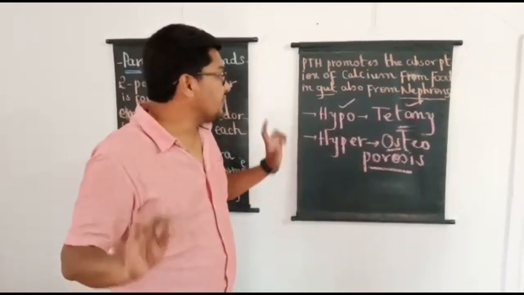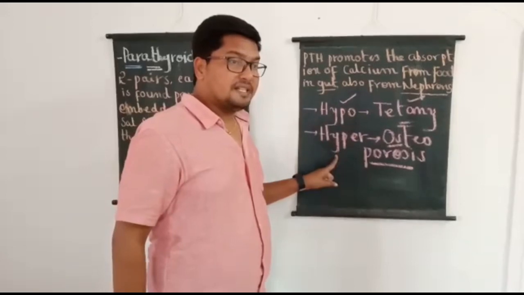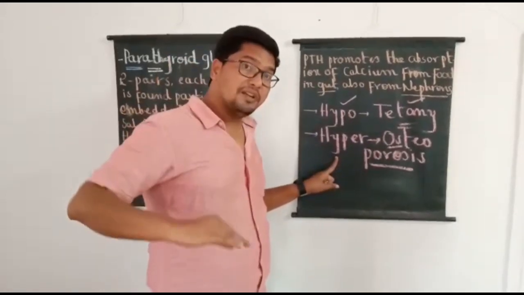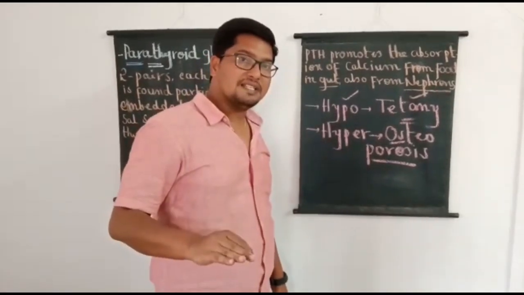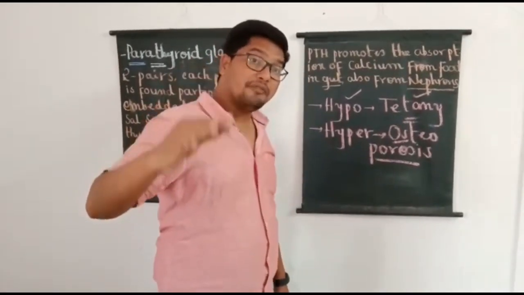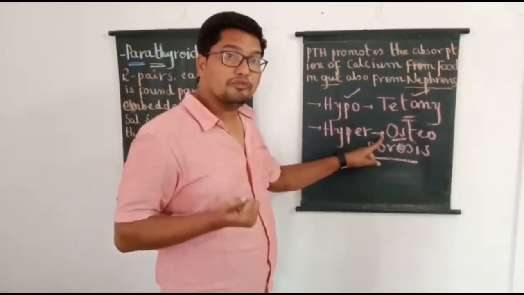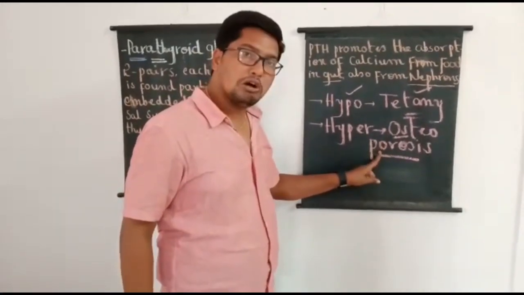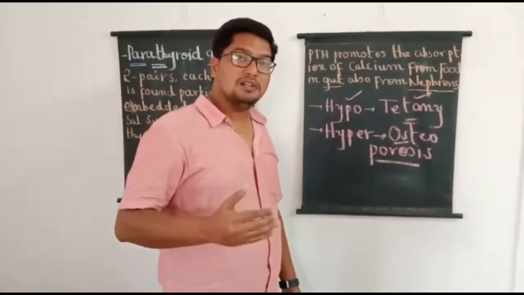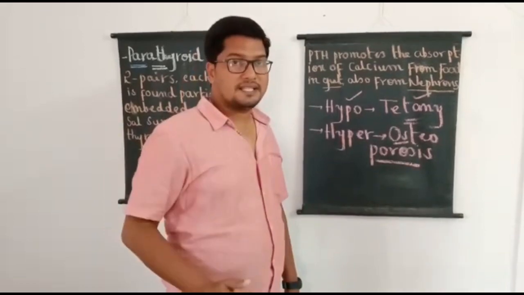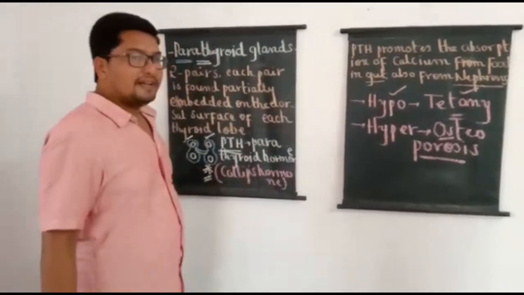So it is very clear, whenever PTH levels increase in the blood, ECF and blood calcium level increases, but in the bones and muscles calcium level decreases. So muscle function is affected, bones become sensitive to fractures and bones become fragile. That condition is called osteoporosis. In medical terminology, it is also called osteitis fibrosa cystica. So this is about the endocrine gland, parathyroid gland.